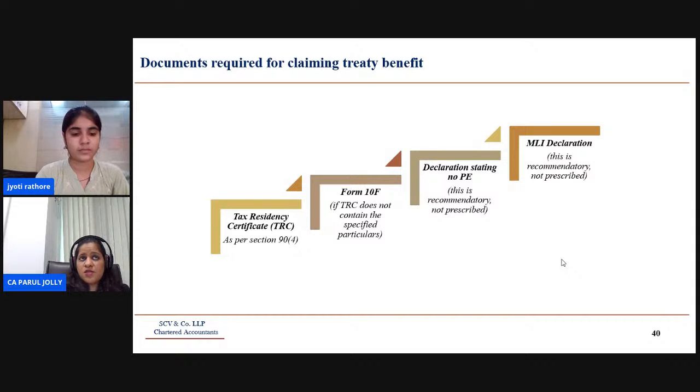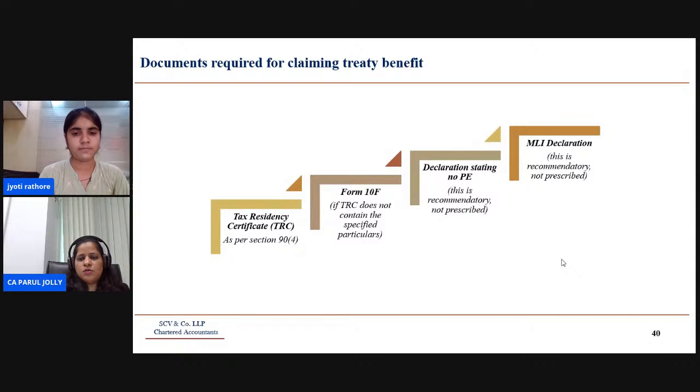MLI provisions contain certain treaty abuse provisions like the principal purpose test. One of the provisions of MLI says that if the main purpose of any transaction is to obtain a treaty benefit, if the principal purpose is to obtain a tax benefit, the benefit shall be denied. Similarly, there are other treaty abuse provisions in MLI like beneficial ownership. We will discuss, if time permits, the changes in certain articles because of MLI.